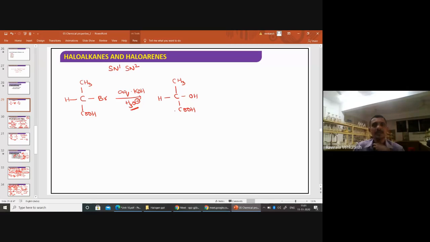What we have discussed is that tertiary dominantly undergoes SN1, and secondary dominantly undergoes SN2. Now this carbon is bonded to two carbons only. And I have taken some water here. H3O plus means I have taken a polar solvent. When you take a polar solvent, as I told you yesterday, it will dominantly undergo the SN1 mechanism. So in the place of bromine, we get the OH.